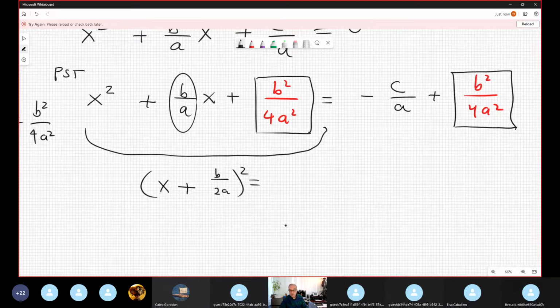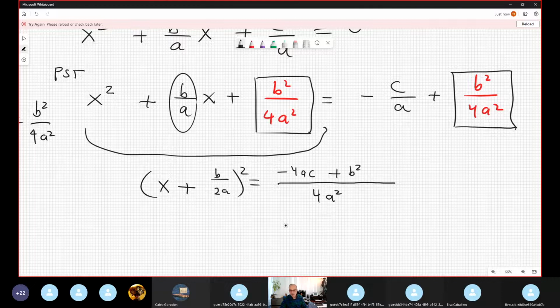Okay, so now I want to combine this in only one common denominator. Obviously the least common denominator is 4a squared. So we have minus 4ac plus b squared. Let me write it in a different way: b squared minus 4ac divided by 4a squared. Okay, you apply the square root to both sides.